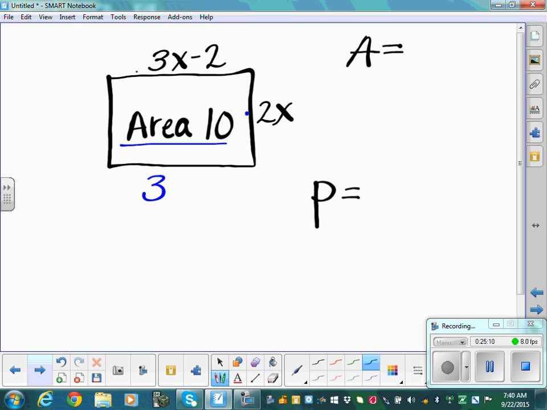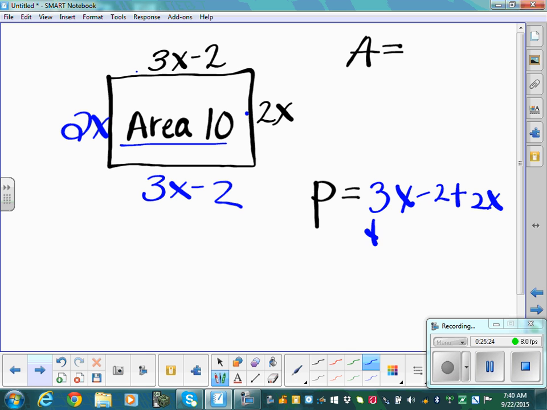So this is 3x minus 2 as well, right? Yeah. This is the same length as this, and this is 2x. So for perimeter, we'll add up all the outside. So we'll have 3x minus 2 plus 2x plus 3x minus 2 plus 2x. And that's your perimeter. Combine like terms.